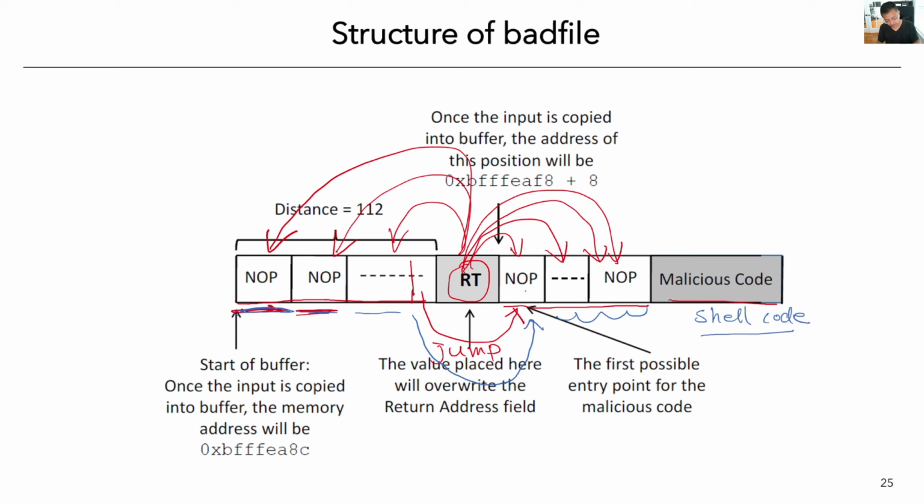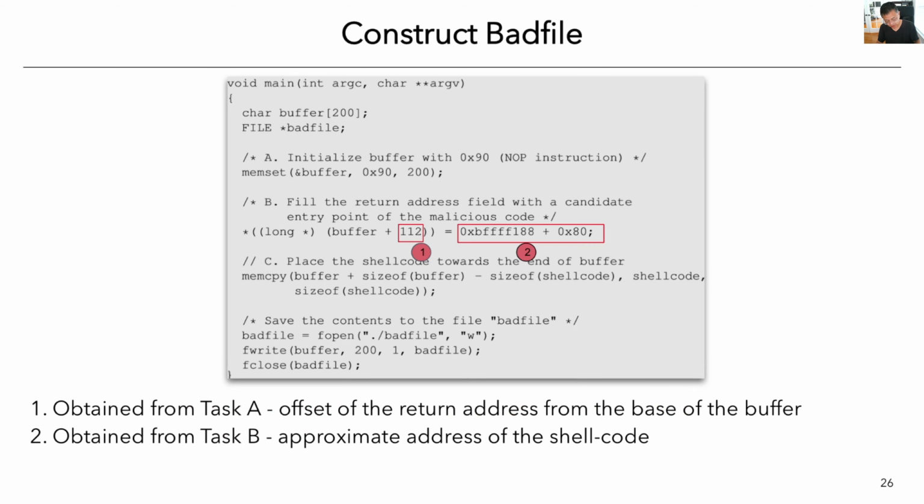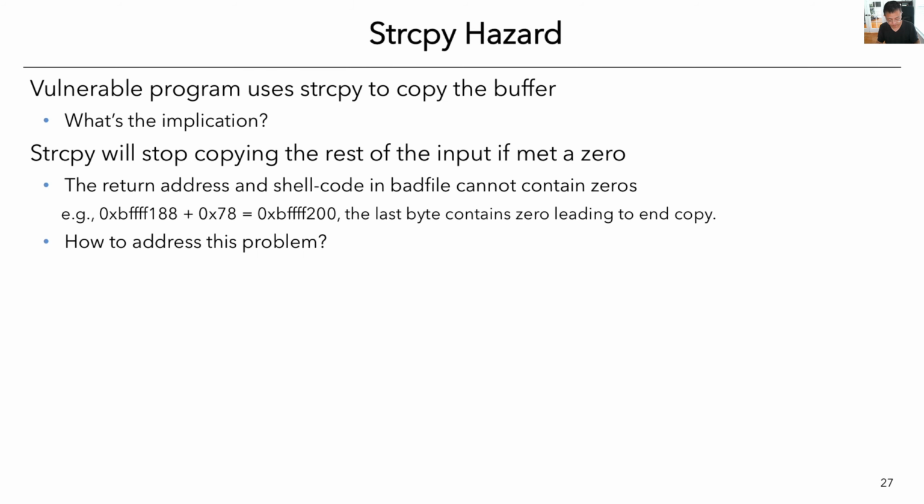So this is the structure of the byte file. To construct the byte file, you need to fill in two places. One is the offset of the return address, which we figured out from task A. The second is the approximate location of the shellcode, which we figured out in task B.